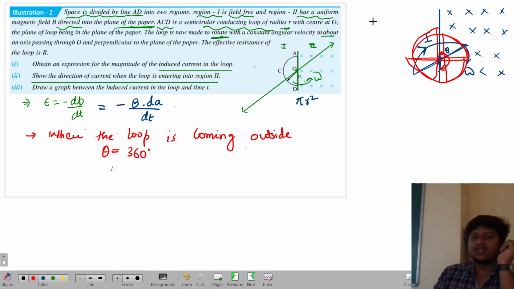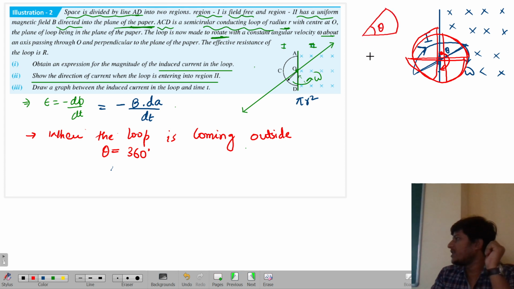Okay, first tell me one thing. Let's suppose you have a sector which has angle theta over here. Can you tell me the area of this sector? What is the formula? Area is equal to half of r square theta. Half of r square theta. Yes or no?